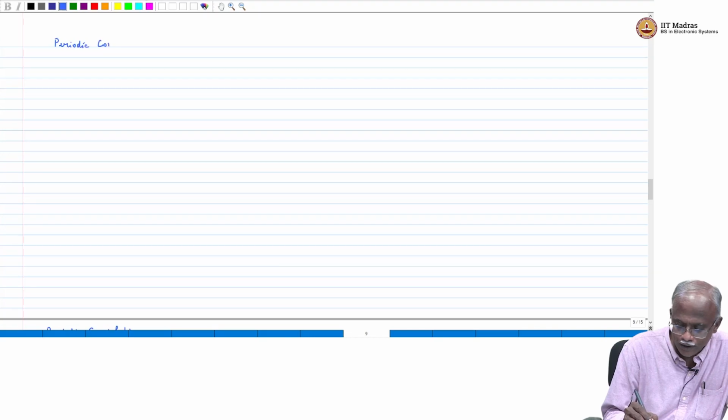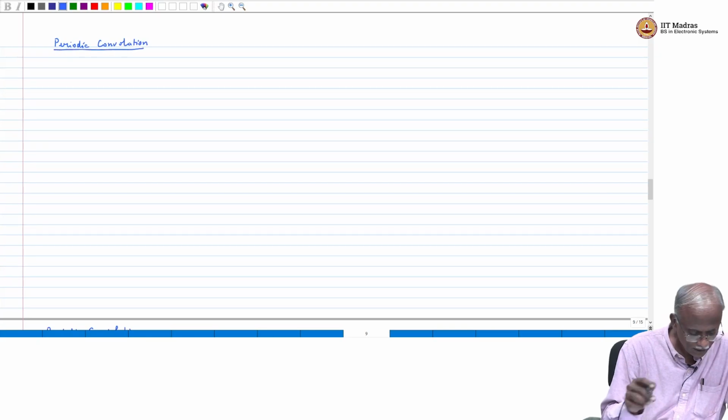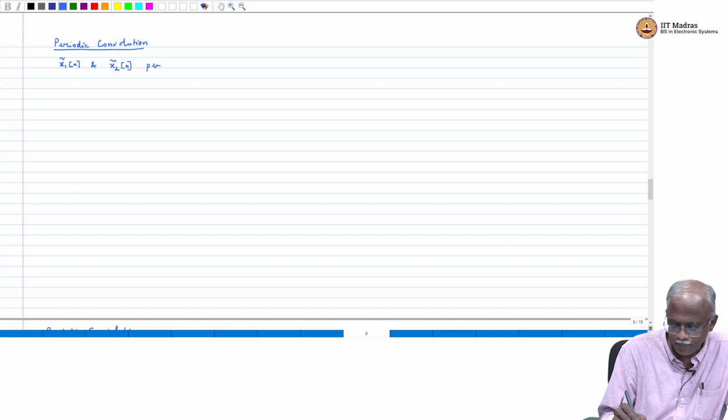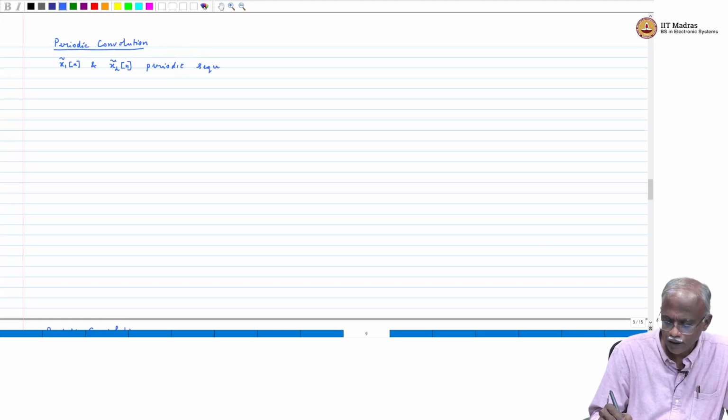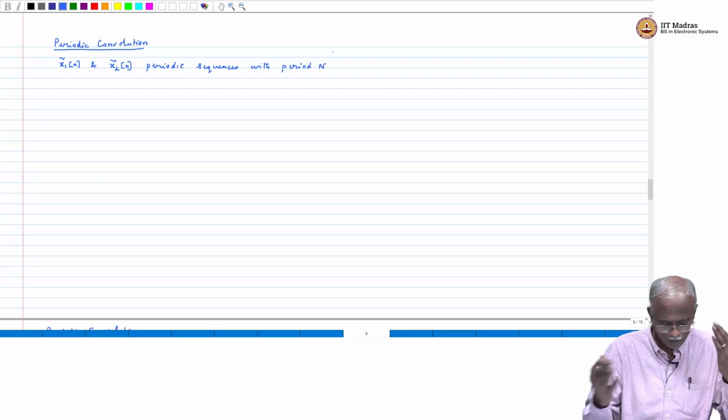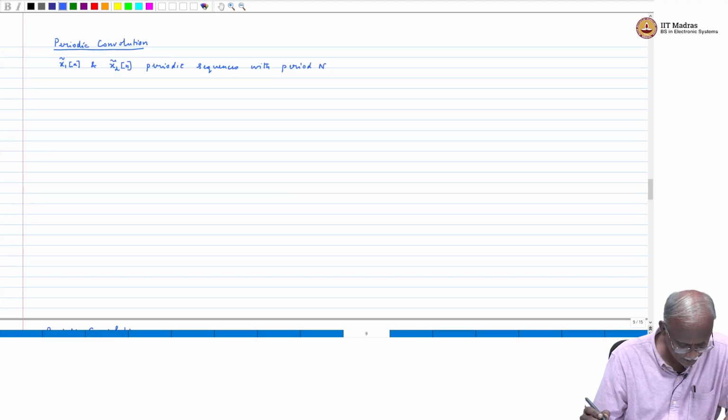I'm writing it down so that you will have something to refer to, and also you will be sure that you understand the conditions under which we are looking at. Okay, so x1 tilde of n and x2 tilde of n are periodic sequences with period equal to N. Same period, both of them. Only then we can work with them in terms of the computation that we are looking at.